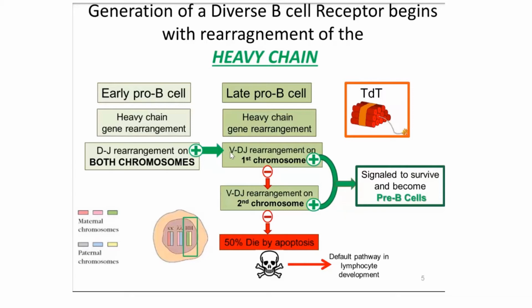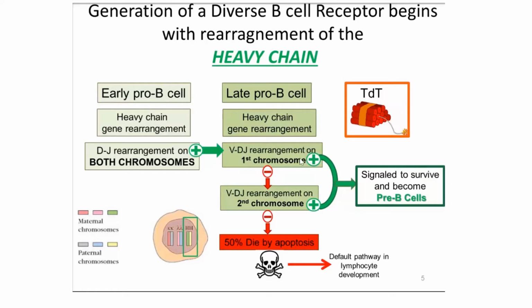So that one's going to try to do V to DJ, all on the heavy chain. We are only on the heavy chain right now. If it is not successful, the second chromosome says, ha, you failed. I get to try now, okay? So now that's going to try to do V to DJ. If that can't do it, the cell will die. The default process of lymphopoiesis is death. 50% of the cells will die. So most of the time you're losing cells because there are various stages, and more will die in future stages. This is really a story about death.